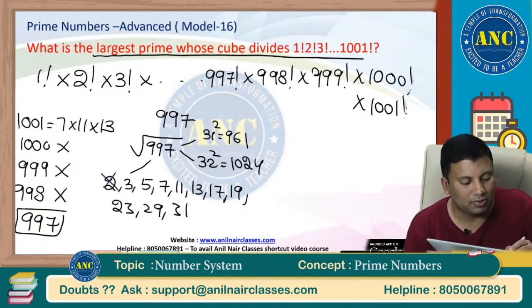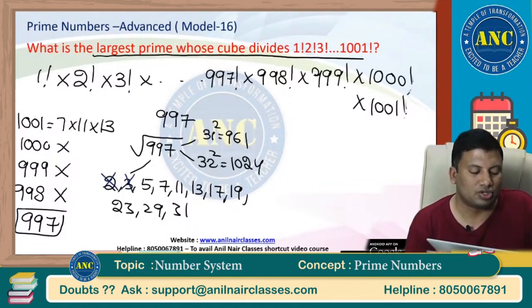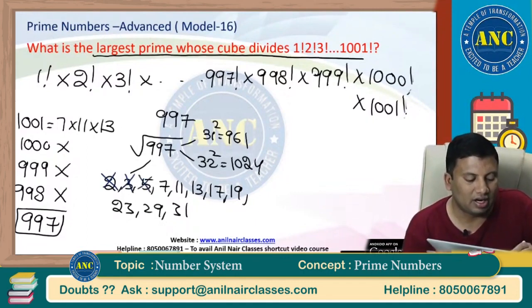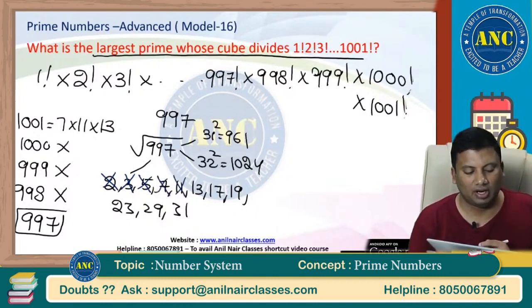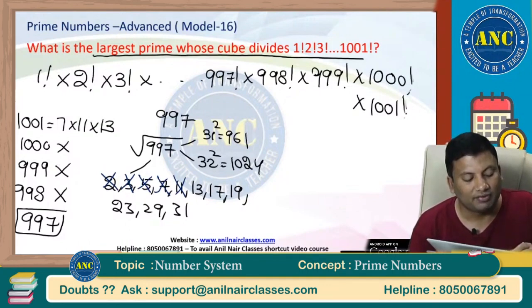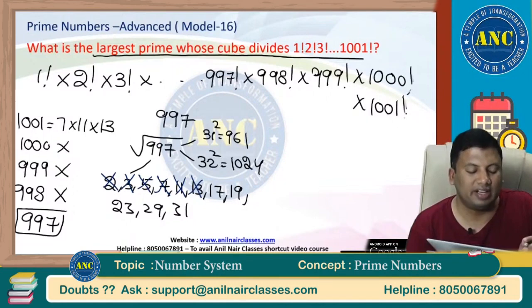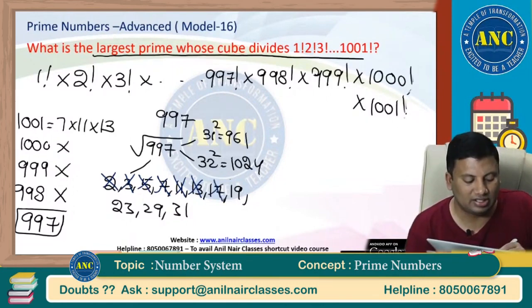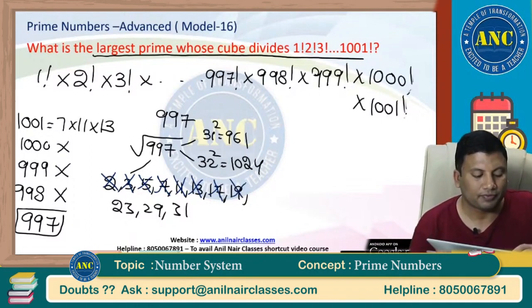2 not possible. 3, sum of the digits should be divisible by 3. 5 not possible. 7 4s are 98. 17 not possible. Sum of odd and sum of even not matching. 13 7s are 91. 87 not possible. 17 5s are 85, not possible.